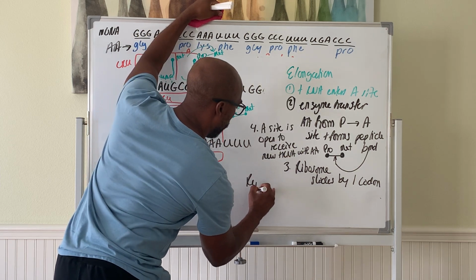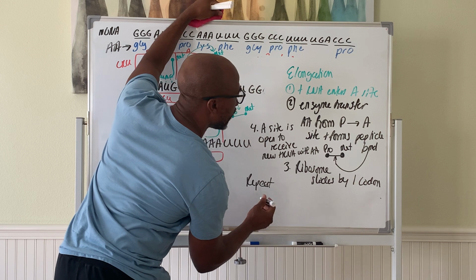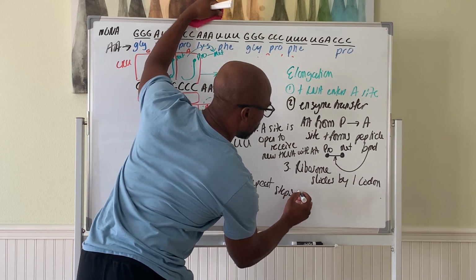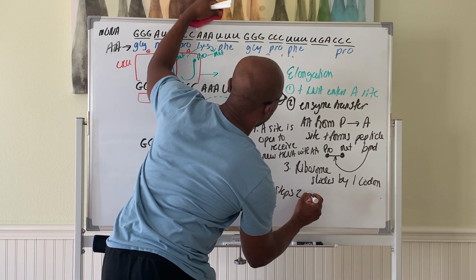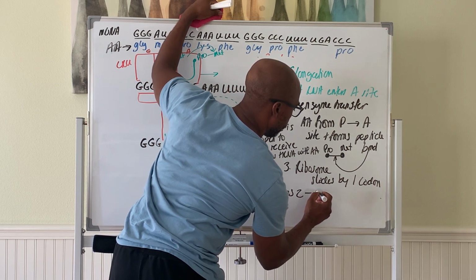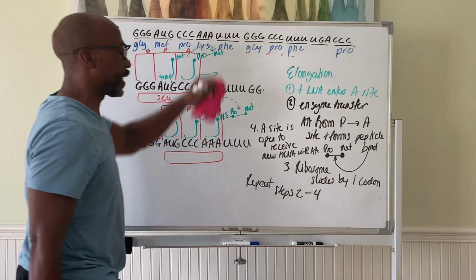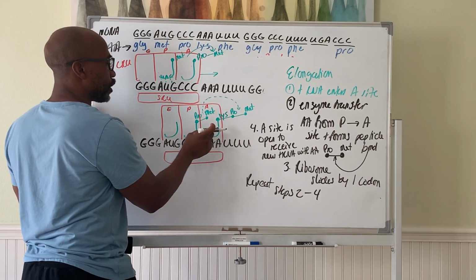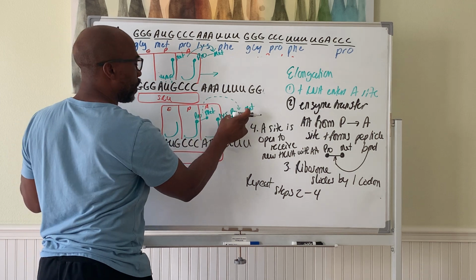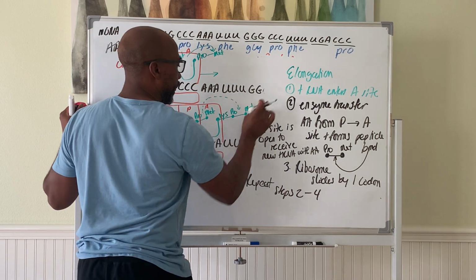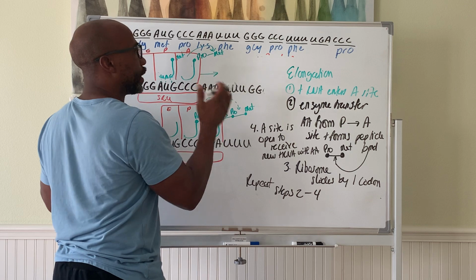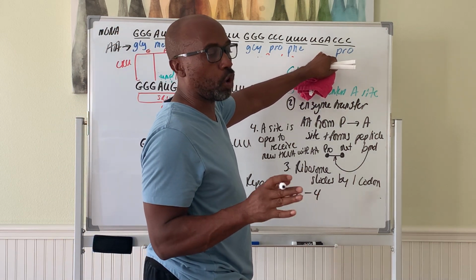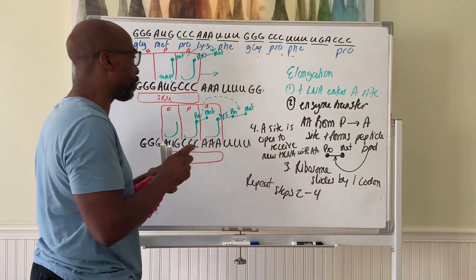Then repeat steps 2 through 4 again. Okay. So all you do is you slide, a new one enters, you transfer it over, form a new bond, get longer, slide some more, repeat, slide, repeat, until you get to the stop codon, which is what we call termination. So let's try to jump to that part.